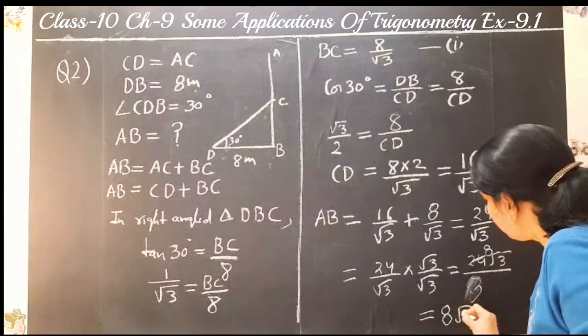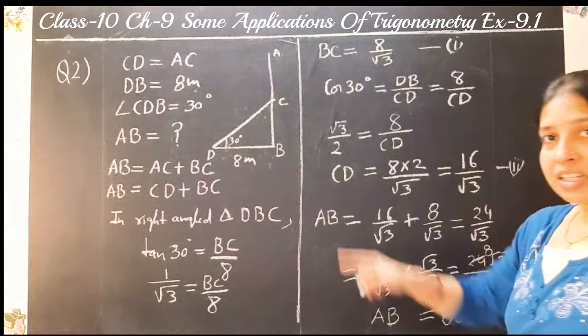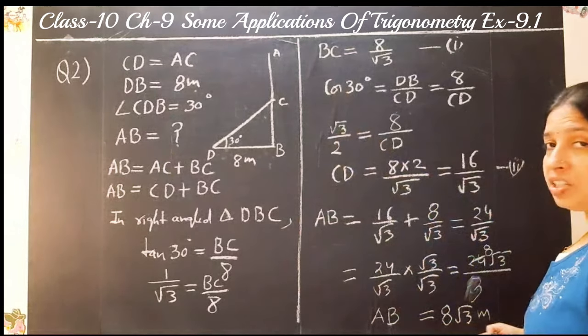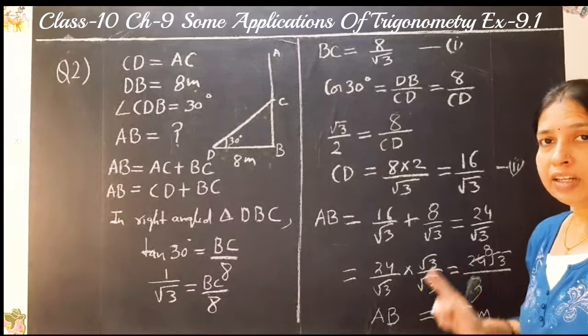So this is AB. AB means height of the tree. So this is our answer. Height of the tree will be 8 root 3.